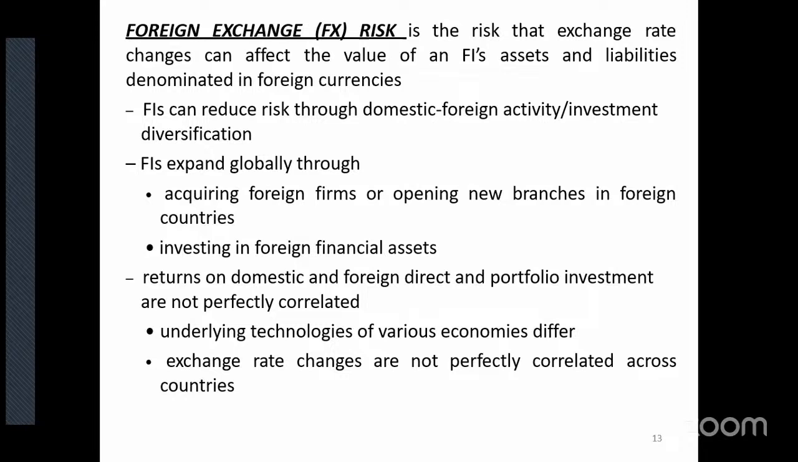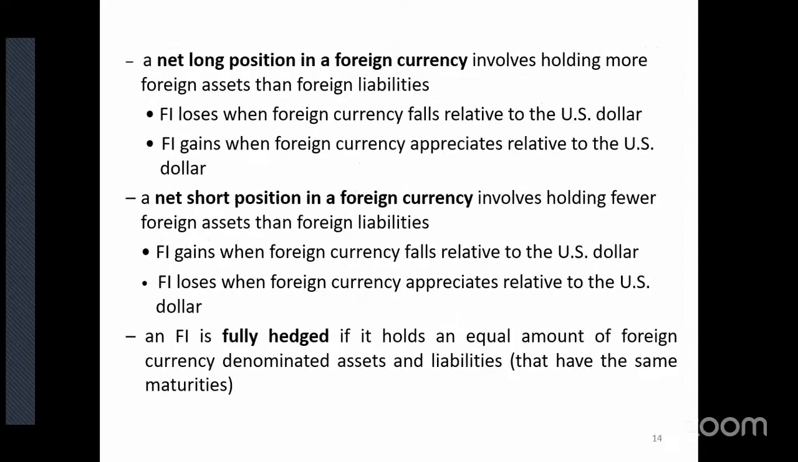Returns on domestic and foreign direct and portfolio investment are not perfectly correlated. The underlying technologies and economic conditions of various countries differ. Exchange rate changes are not perfectly correlated across countries. A net long position in a foreign currency involves holding more foreign assets than foreign liabilities. That is, we have a bigger amount of assets than liabilities. That's a long position. Financial institutions lose when the foreign currency falls relative to the US dollar, and gain profit when the foreign currency appreciates relative to the US dollar.